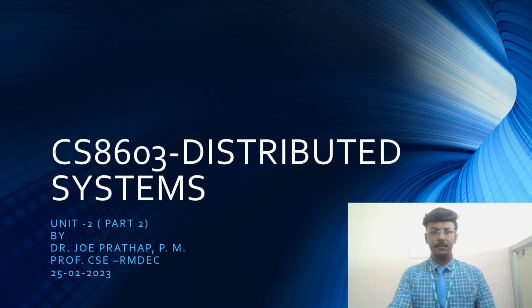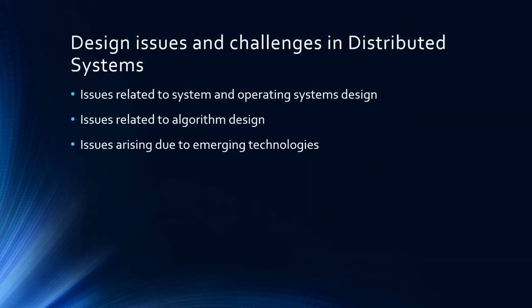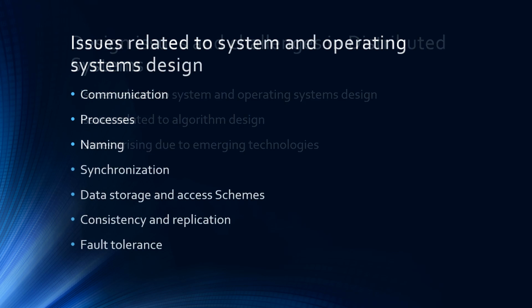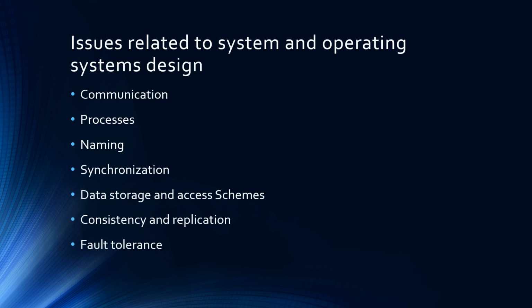So in Unit 2, today we will discuss design issues and challenges in distributed systems. The design of distributed systems has numerous challenges, right? They can be categorized into three major categories: issues related to system and operating systems design, issues related to algorithm design, and issues arising due to emerging technologies. So we'll see them elaborately one by one. Let's start with issues related to system and operating system design.